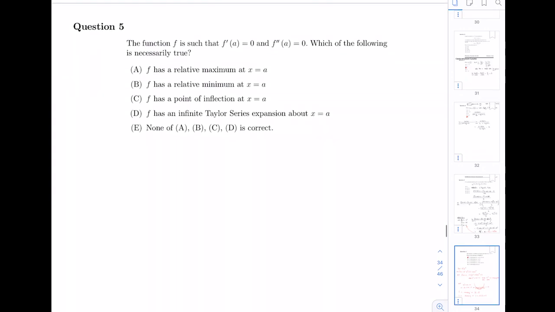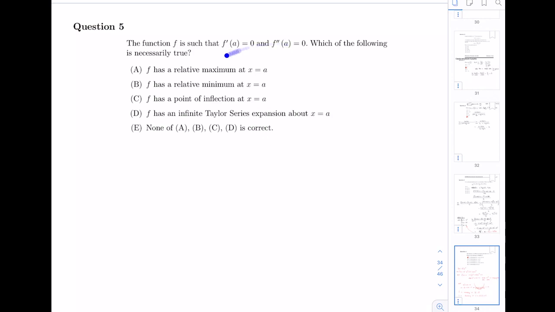We're given the function f is such that f prime of a is equal to 0 and f prime prime of a is equal to 0. So here the first derivative is 0 and the second derivative is also 0, which of the following must be true. Okay, so it says is necessarily true. Necessarily means that it must be true. Okay, f has a relative maximum at x equal a. I don't think so. F has a relative minimum at x equal a. I don't think so either. C, f has a point of inflection at x equal a.